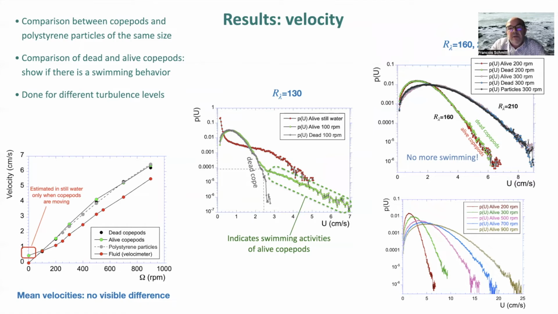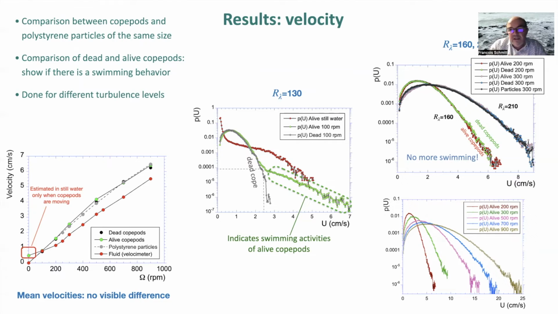We also looked at the PDF of the velocity. On the central panel, we see the PDF. The green curve is the PDF of alive copepods, and the gray one is the PDF of dead copepods. We see above a given threshold that there is a difference in the PDF, showing that in fact we have swimming activity for this Reynolds number. But for larger Reynolds number on the right panel, we see no more difference between dead and alive copepods, indicating that there is no more swimming.